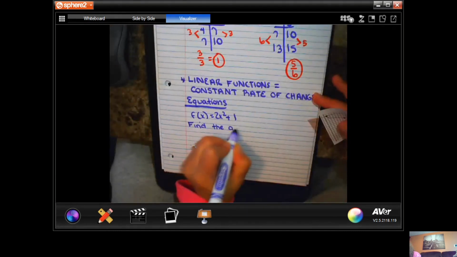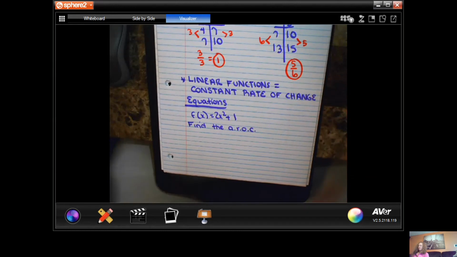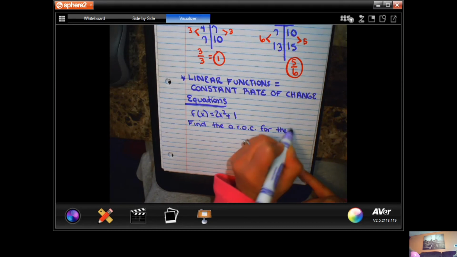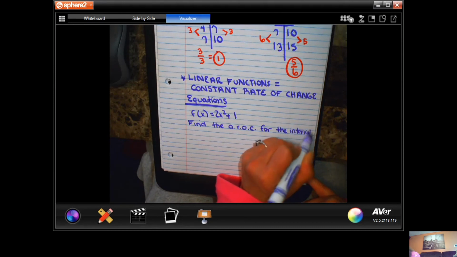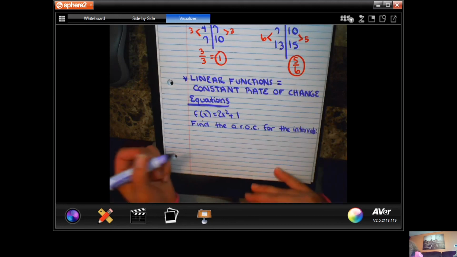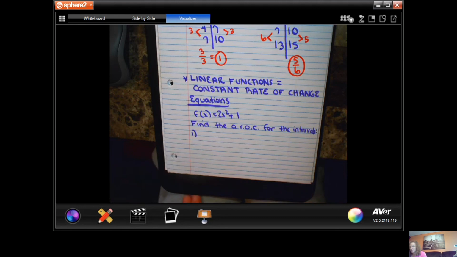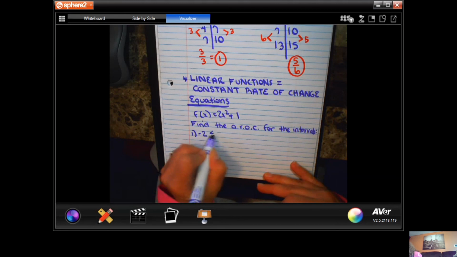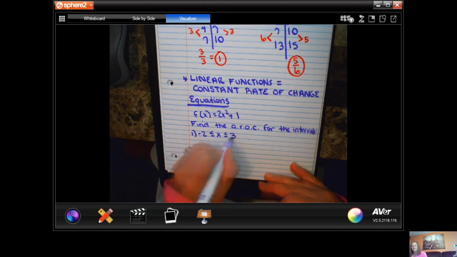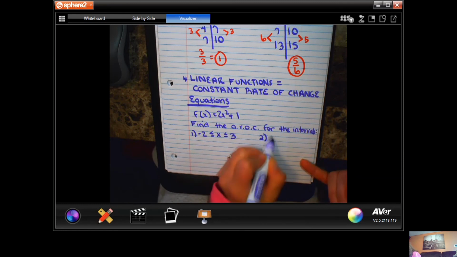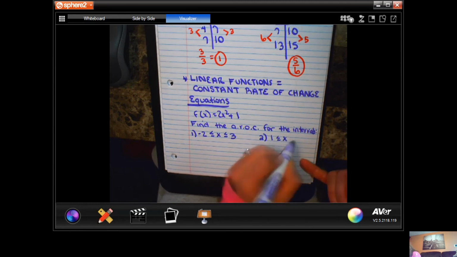Oops, I'm sorry. Here we go. Find the average rate of change for the intervals. And I'm going to give you 2 examples. And if you want to try one on your own, you can. And then you can always pause and try the other one. So the first interval, we're going to do -2 is less than or equal to x is less than or equal to 3. The second example, we're going to find the average rate of change over the interval 1 is less than or equal to x is less than or equal to 5.